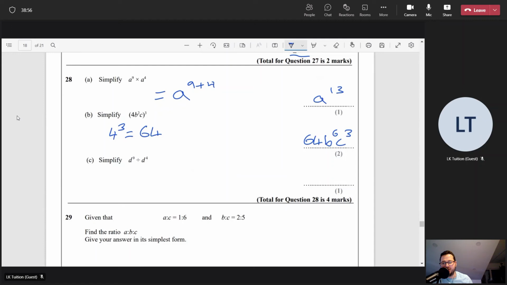And then finally for this question, we've got simplify d to the power of 9 divided by d to the power of 4. Well, when you divide, you take away the powers. So d to the power of 9 minus 4, that is d to the 5.